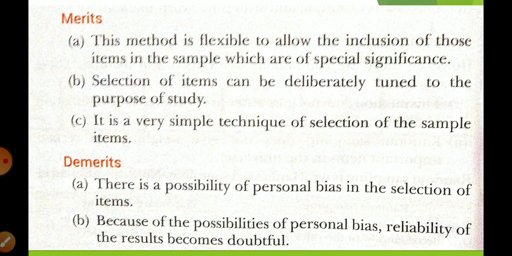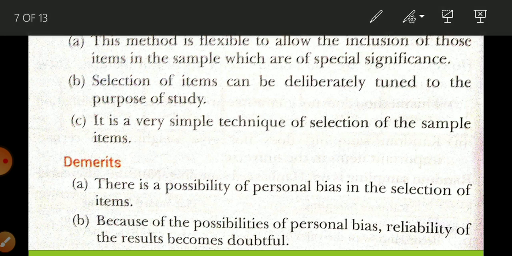Now, what are the merits of this method? This method is flexible enough to allow the inclusion of those items in the sample which are of specific significance. If we want a good cricket team, obviously we have to select those students who are good in cricket. This method allows the investigator to select only those students who are good in cricket. In random sampling, the investigator does not get this freedom of choice.